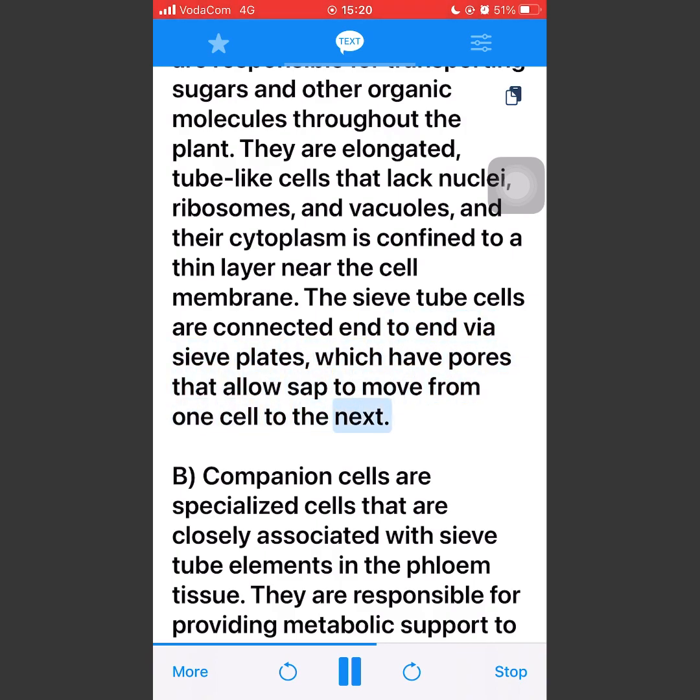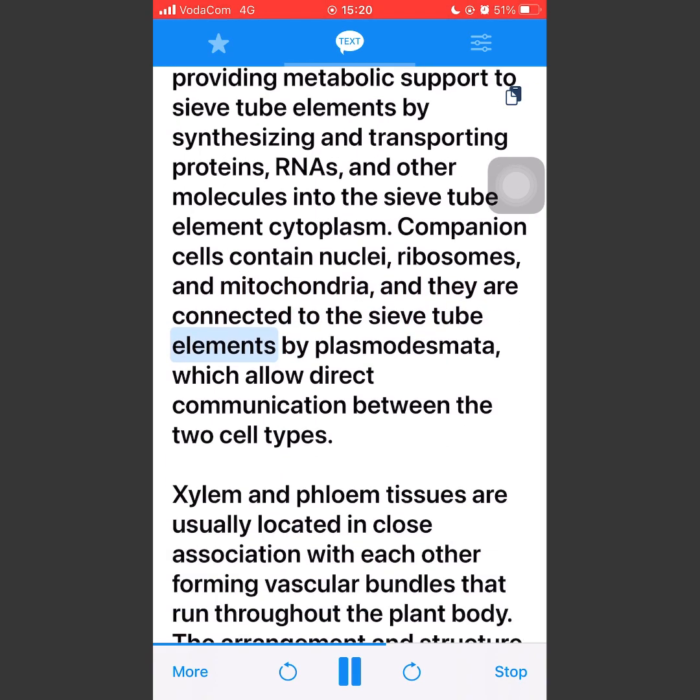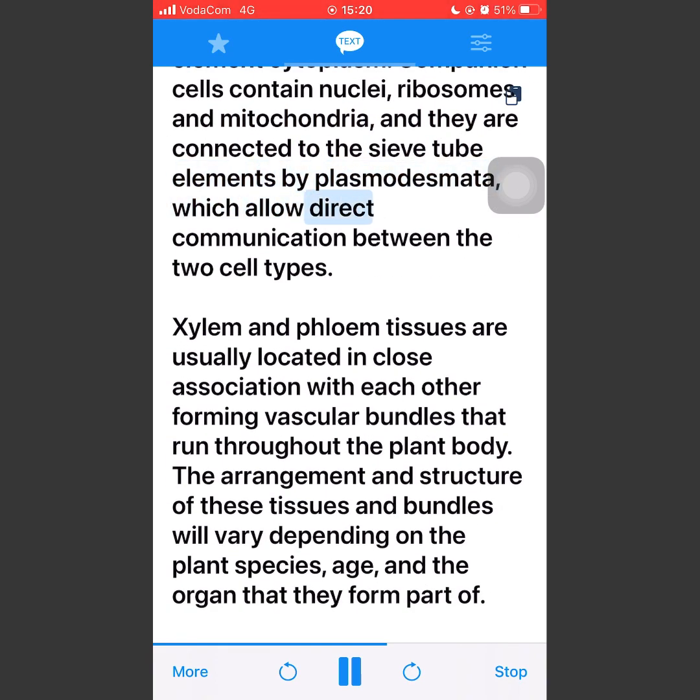cell to the next. Companion cells are specialized cells that are closely associated with sieve tube elements in the phloem tissue. They are responsible for providing metabolic support to sieve tube elements by synthesizing and transporting proteins, RNAs, and other molecules into the sieve tube element cytoplasm. Companion cells contain nuclei, ribosomes, and mitochondria, and they are connected to the sieve tube elements by plasmodesmata, which allow direct communication between the two cell types.